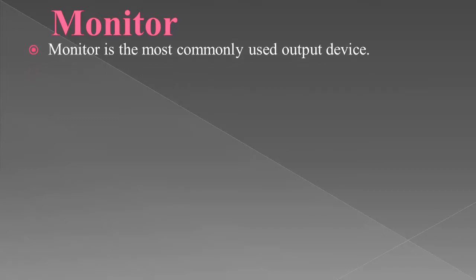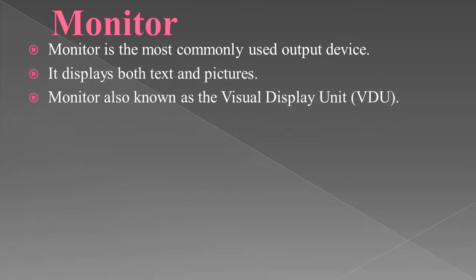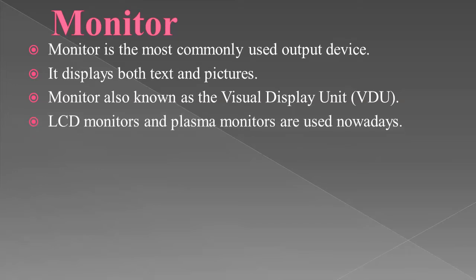First of all, let me tell you about monitor. Monitor is the most commonly used output device. It displays both text and pictures. Monitor is also known as Visual Display Unit, VDU. LCD monitors and plasma monitors are used nowadays.